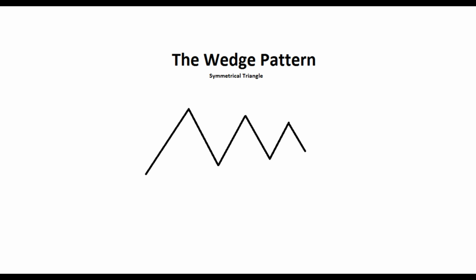So today we're going to be talking about the wedge pattern. In this particular video, it's going to be the symmetrical triangle wedge pattern. Now there are many forms of the wedge. You have rising wedges, falling wedges, descending, ascending. But today we're going to stick to the symmetrical.